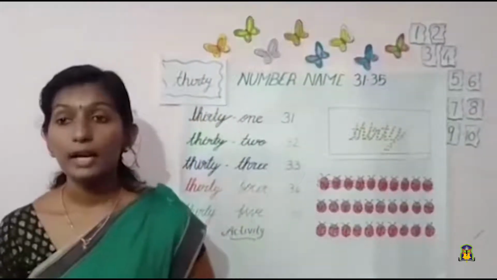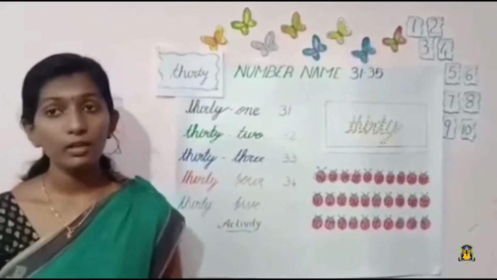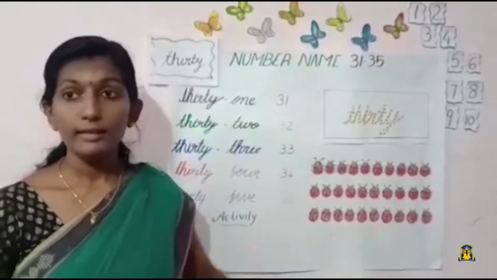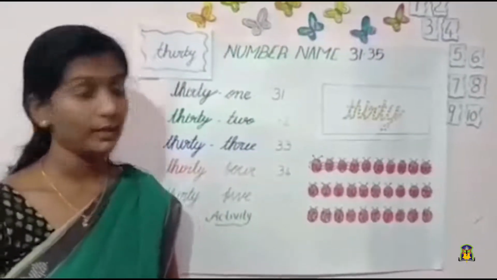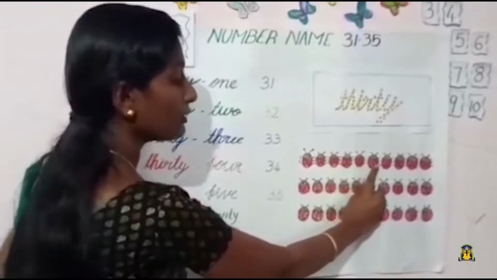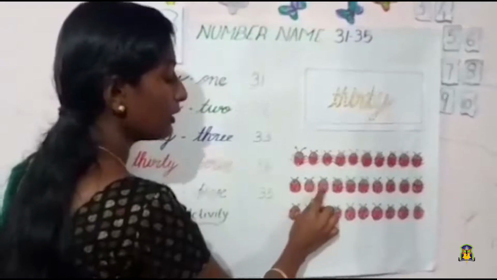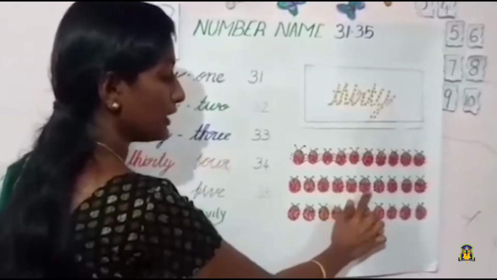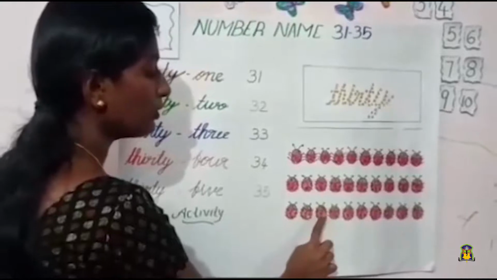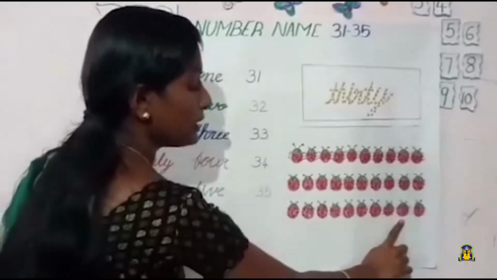Now it's the time to learn the number names from 31 to 35. Children, all of you, please look here. Oh, so many beautiful ladybugs. Let me count it first. Please count with me. 1, 2, 3, 4, 5, 6, 7, 8, 9, 10, 11, 12, 13, 14, 15, 16, 17, 18, 19, 20, 21, 22, 23, 24, 25, 26, 27, 28, 29, 30.